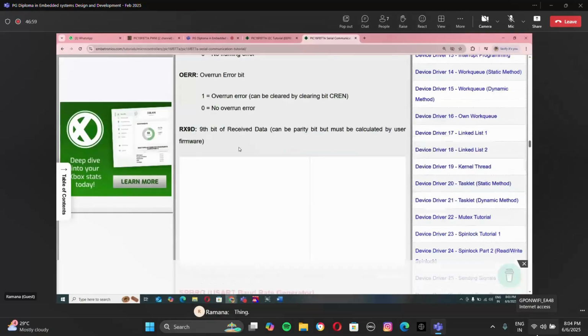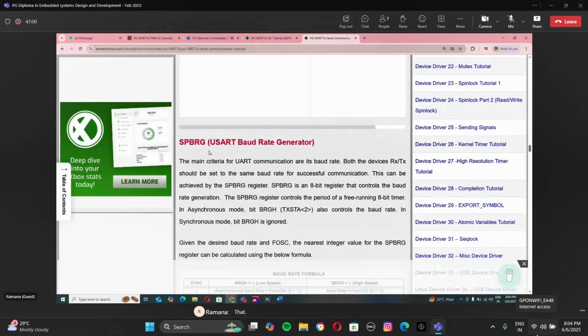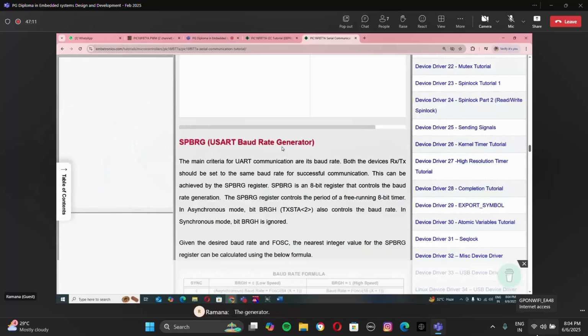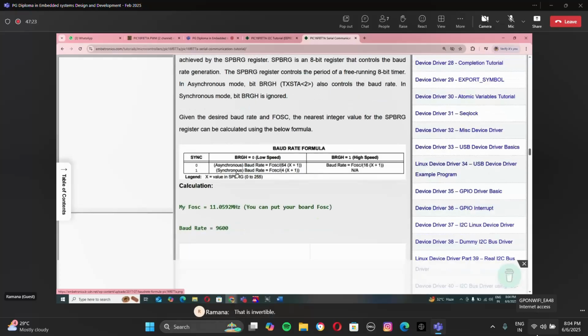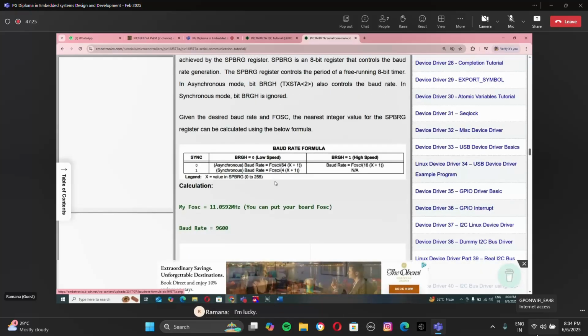Yeah, this is SPBRG. SPBRG means the baud rate generator, so it generates the baud rate frequency. That is the inbuilt baud rate formula: baud rate equals FOSC divided by 64 times (X plus 1).